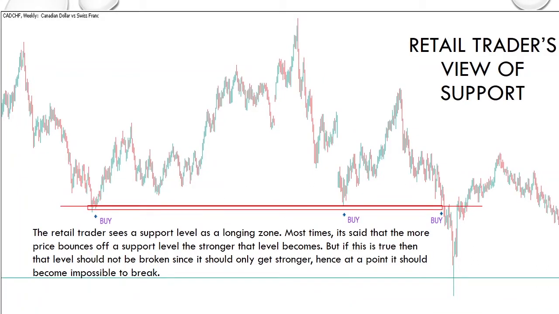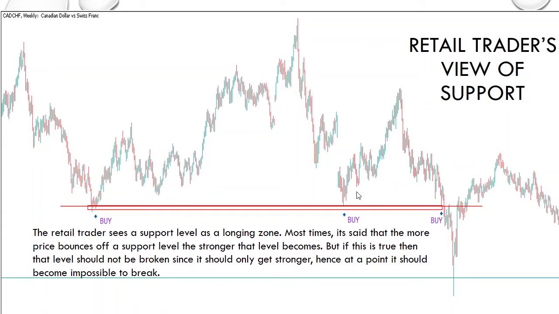Now, how do retail traders view support areas? Take this as an example. Price has bounced up here. Now, when it's coming back here, the signal in code will be to buy. So the retail trader sees support levels as longing zones. They want to go in a long position, they want to enter a bullish trade. So they view price as going to react here, they're going to long, and when it comes back here as well, they want to long.